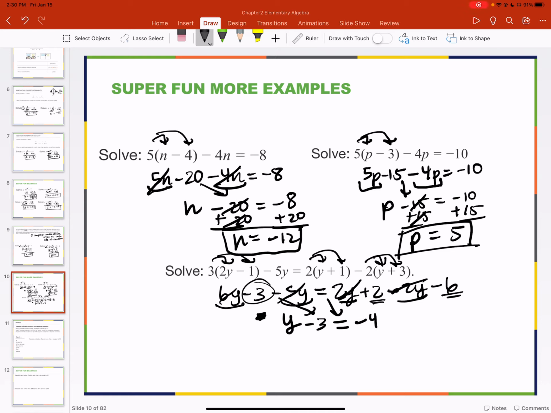Are we done here though? No, we're not, right? So we have y minus 3 is equal to negative 4. How do we get rid of this 3 here? Because our goal is to get the variable by itself. And you'll see in the textbook and everywhere else, they say isolate the variable. What does that mean? That just means get the variable by itself. Okay, so I'm going to add 3 to both sides. And then we get y is equal to negative 1. That's right.